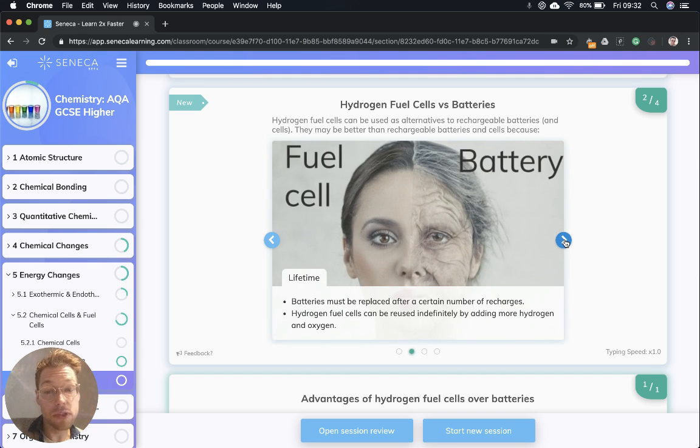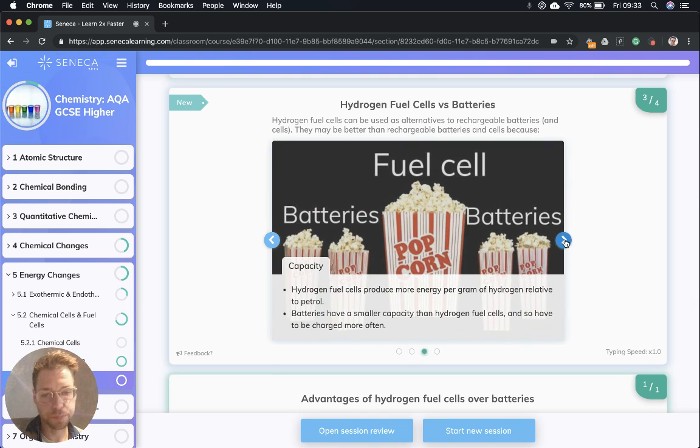Hydrogen fuel cells also have a longer lifetime, because even if a battery is rechargeable, it needs to be replaced after a certain number of recharges. Think about the battery in your phone, right? Eventually the batteries on phones become really bad and you have to get a new phone because the battery lasts 2 hours. So it can be good to have a hydrogen fuel cell because we don't need to replace it.